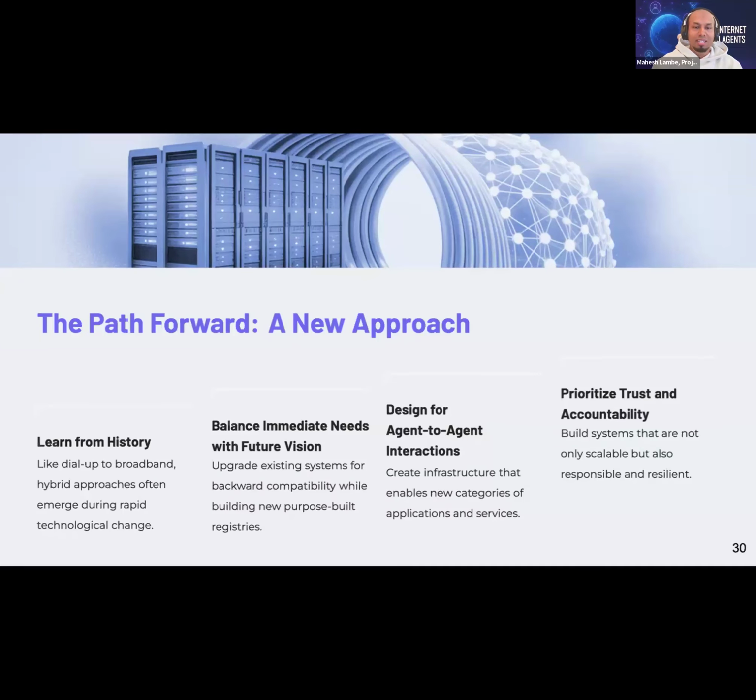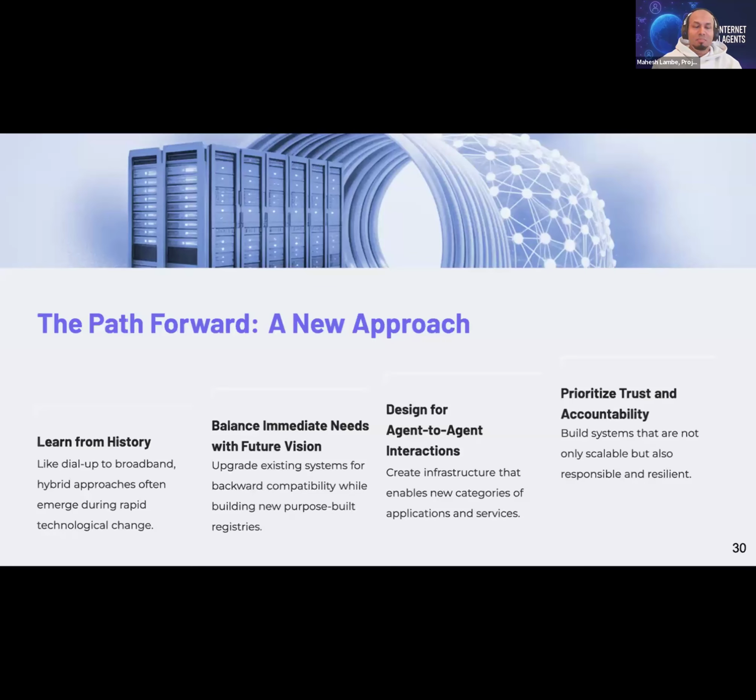Likewise, the Internet of AI agents will likely emerge in layers: near-term upgrades, mid-term bridges, and a long-term vision. Near-term could be DNS, search, and RDAP to unlock compatibility. The mid-term bridges could be hybrid registries that support both central and decentralized models. And long-term, a purpose-built fabric that treats agent-to-agent interaction as first-class citizens.